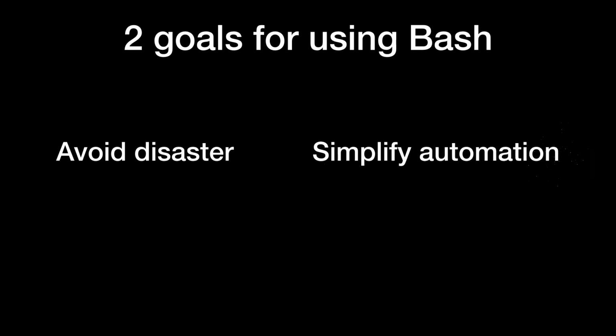So we should have two goals in mind for using Bash. We want to avoid disaster, and we want to be able to leverage this power to simplify our automations. So what are the safety rails that can help us satisfy those goals?